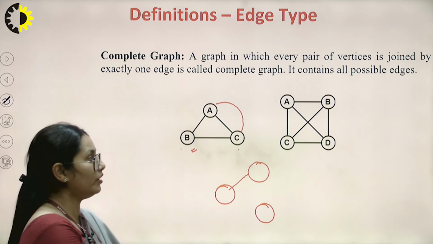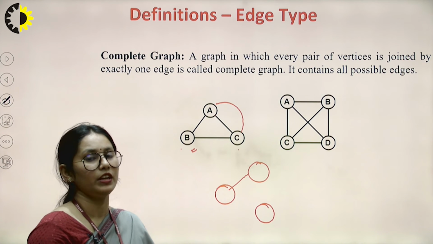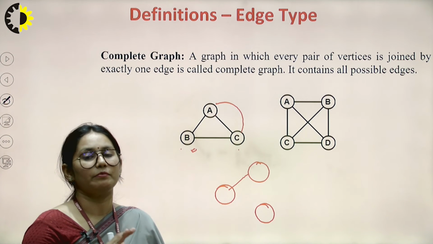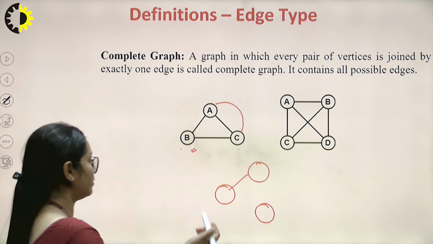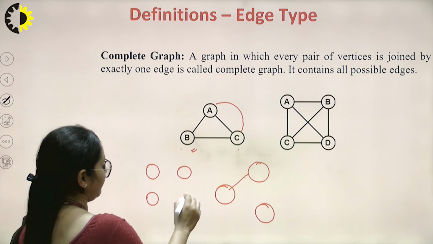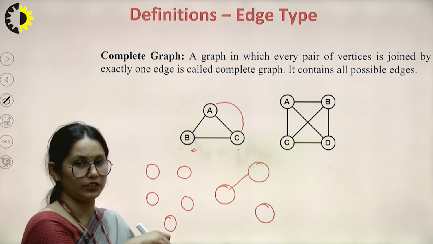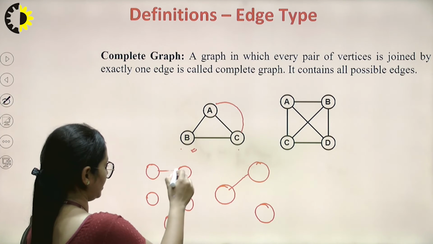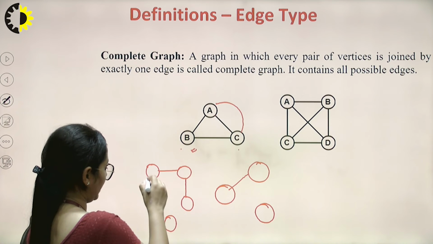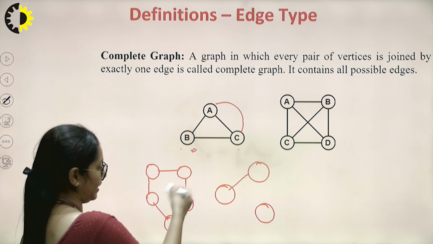So whatever all the possible edges you can form in a graph will create a complete graph. Okay, so if I have, say, 5 nodes, you create whatever edges are needed so that each and every node can be connected to each and every other node.